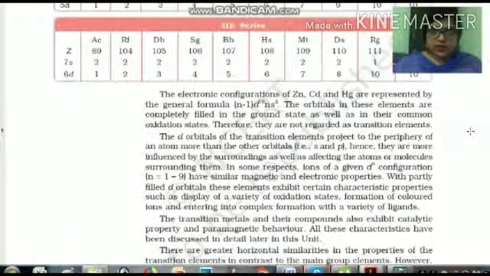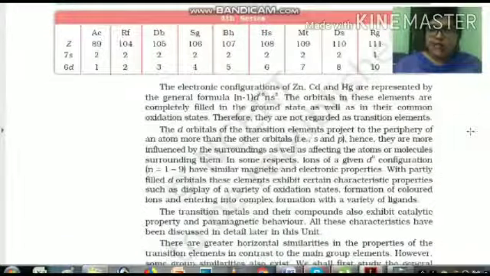Now see children, the electronic configuration of zinc, cadmium and mercury is represented by a general formula. The d orbitals in these elements are completely filled in the ground state as well as in their common oxidation states. Therefore, they are not regarded as transition elements.